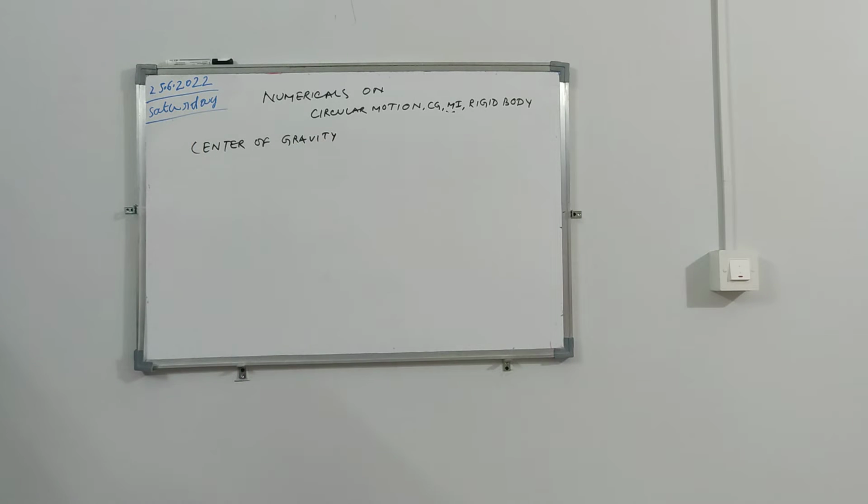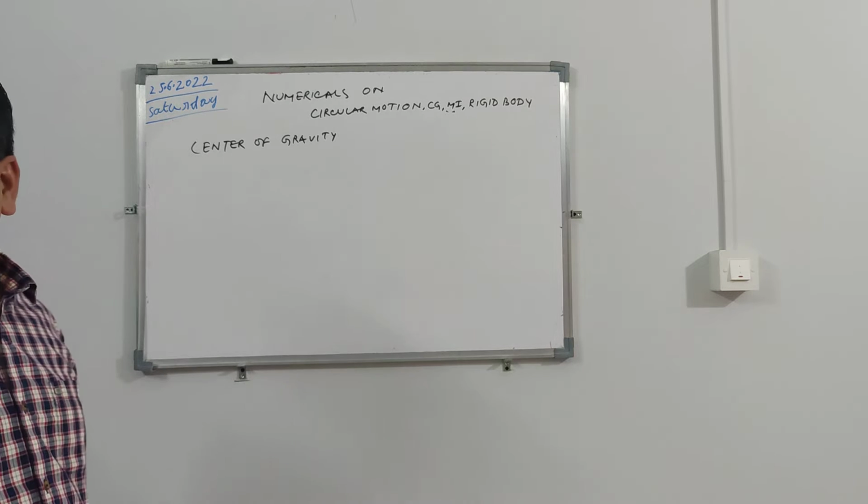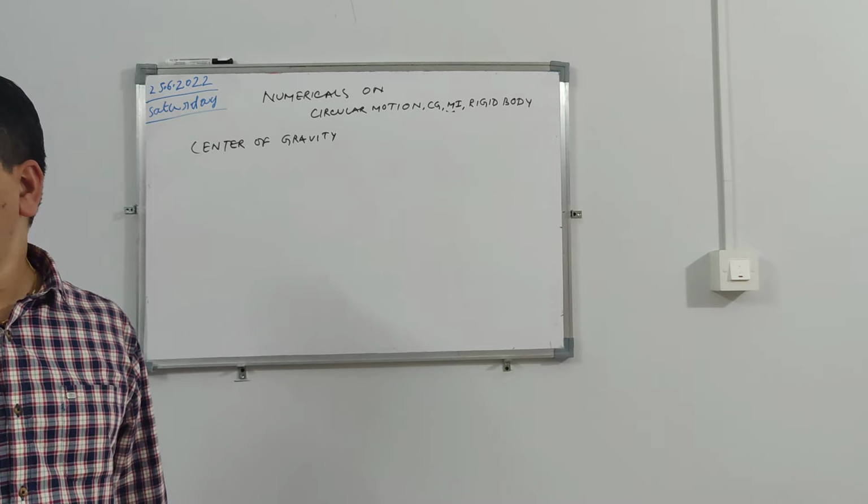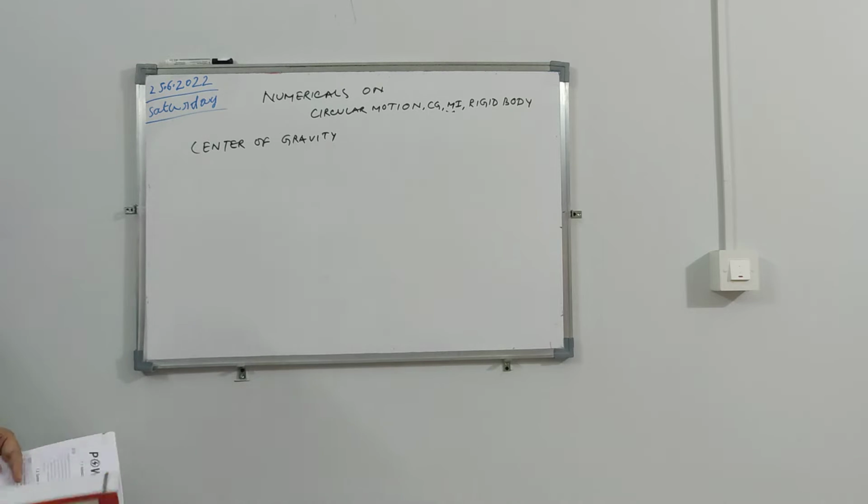So the question is like this: the x and y coordinates of three particles of masses m, 2m, and 3m are (0, 0), (1, 0), and (-2, 0).